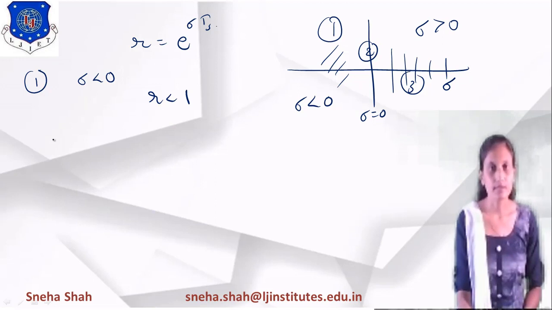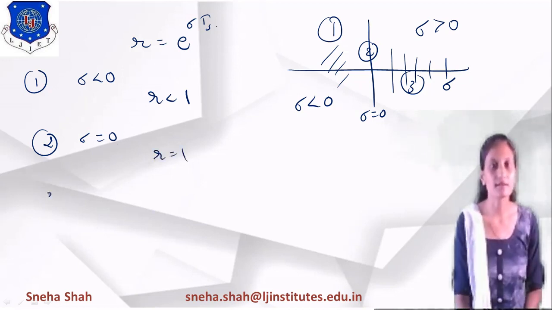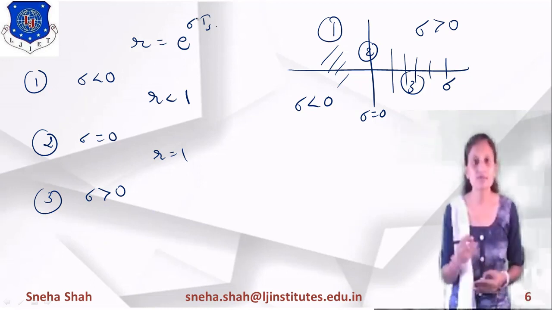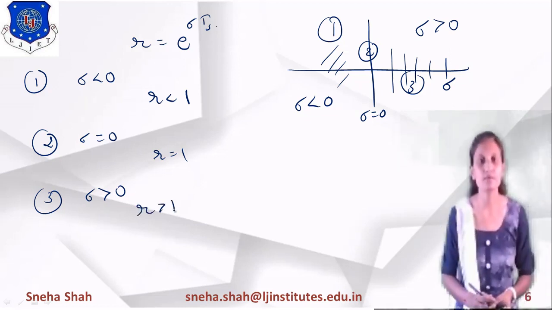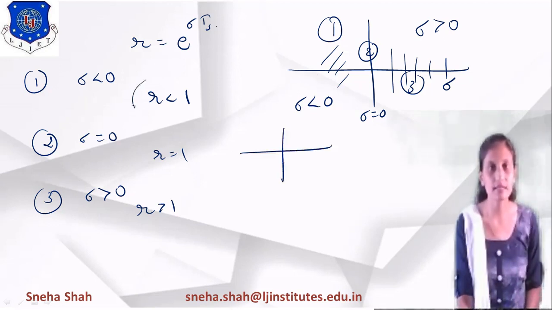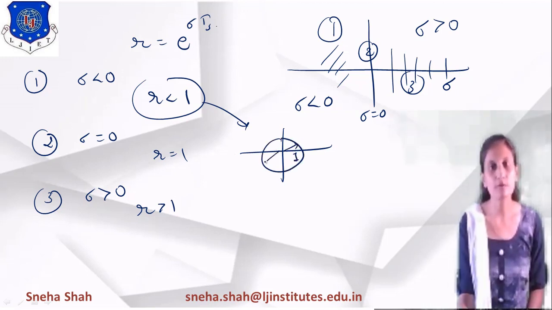Now the next thing is, if sigma equals 0, then e raised to 0 means 1. So the value of r equals 1. The third case is if sigma is greater than 0, so this value will be positive, and e raised to a positive term means the value of r will always be greater than 1. So we can say that for sigma less than 0, the value of r is less than 1. If the radius of the unit circle is 1, the pole position will always be less than 1, which means it will be inside the unit circle.